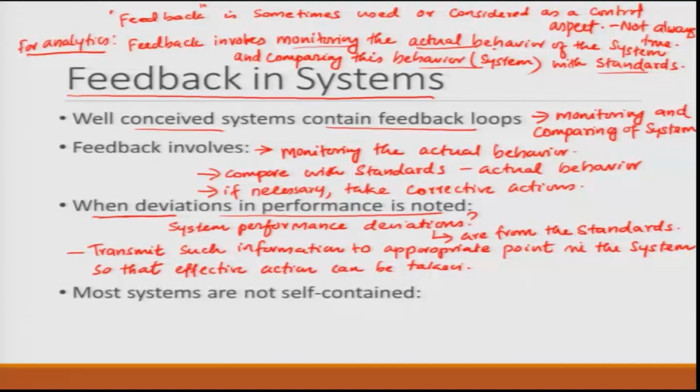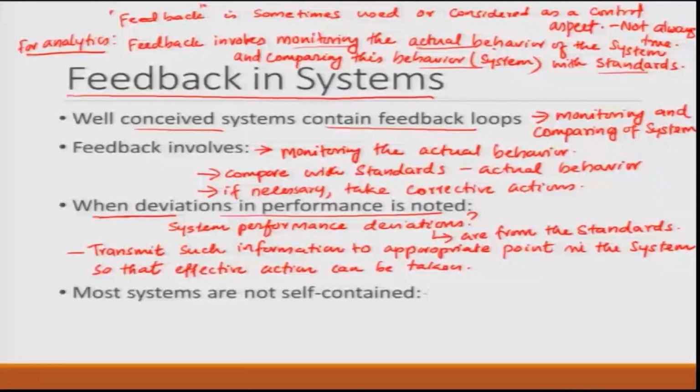Right. So, when you find that the system is deviating, when deviations in the performance from the standard are noted, transmit that information to the appropriate point in the system, so that corrective actions can be taken. That is one important aspect of feedback in the system. And also you should remember that most systems are not self-contained.